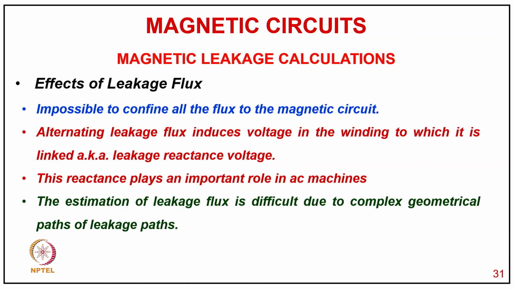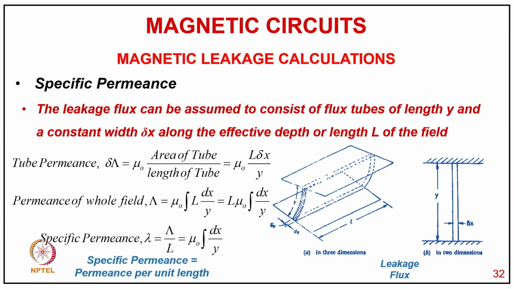Coming to the effect of leakage flux, it is impossible to confine all the flux into the magnetic circuit. As we already discussed, there is always leakage. The alternating leakage flux induces voltage in the winding to which it is linked. That is the leakage reactance voltage, and this reactance plays an important role in the AC machine. Estimation of leakage flux is difficult due to the complex geometry of the leakage path.